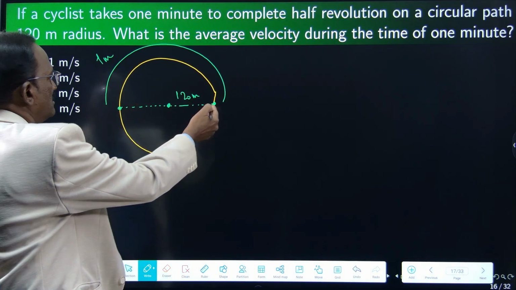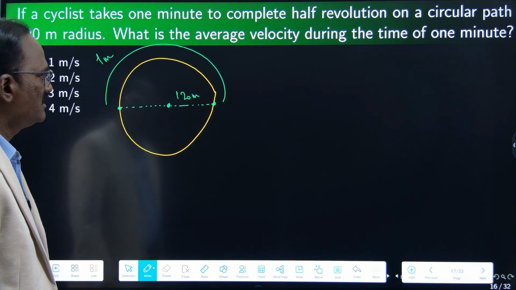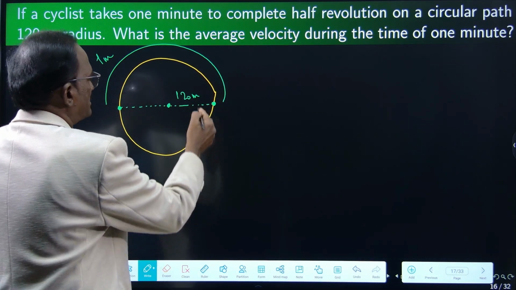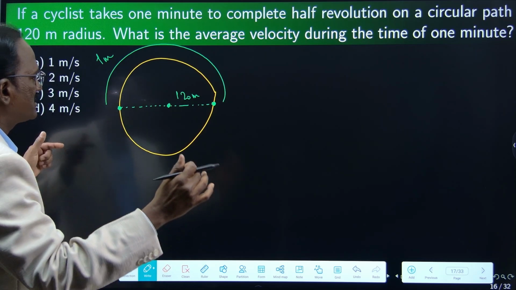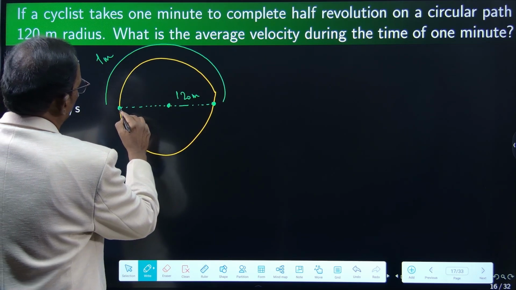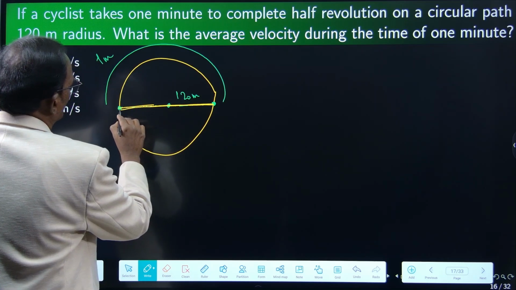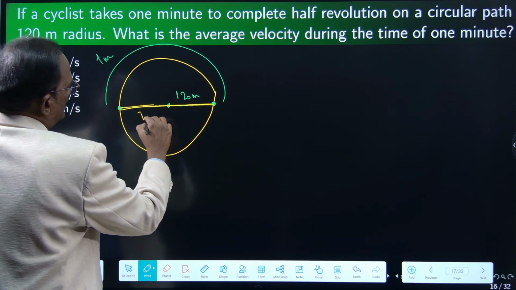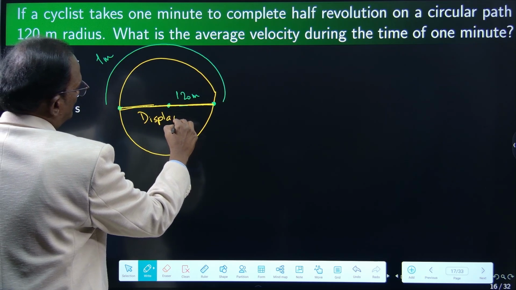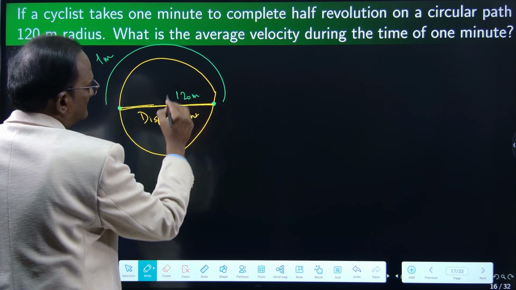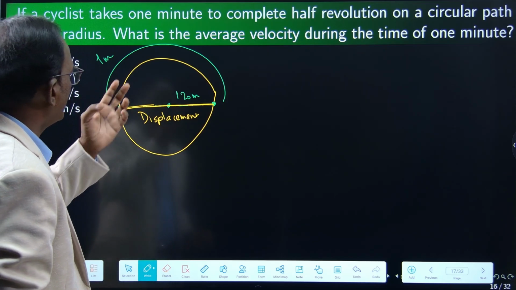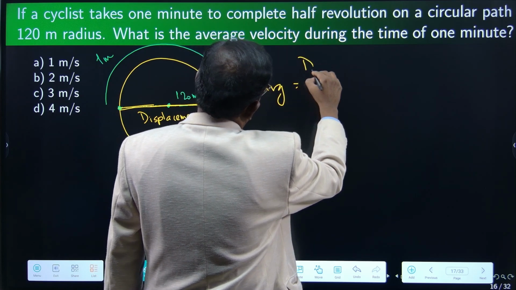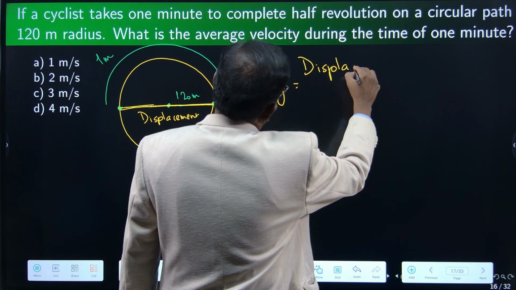What is average velocity? He is traveling on the circular path, right? From here it is starting, here he is ending. This is the starting place, this is the ending place. For displacement, we must join the starting place and the ending place. So this is the displacement, not this line. This is the distance. This is displacement, the straight line joining the starting place and the ending place. Average velocity, V average, is equal to displacement over time.